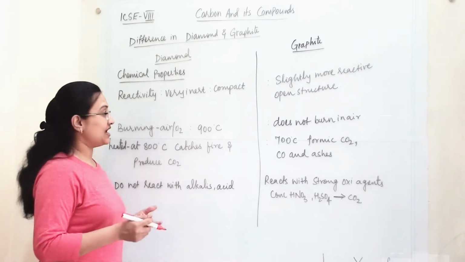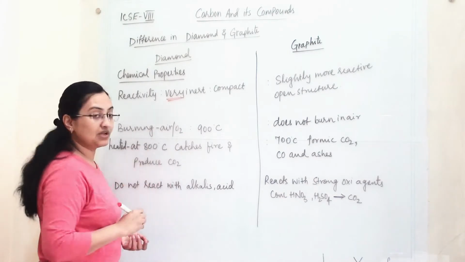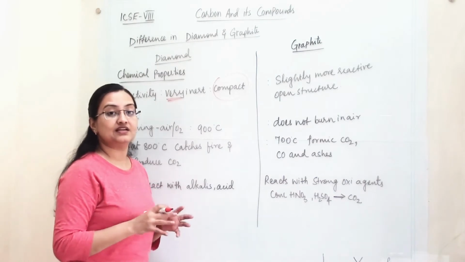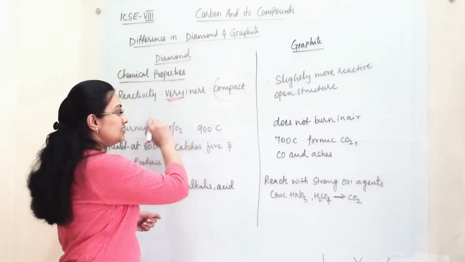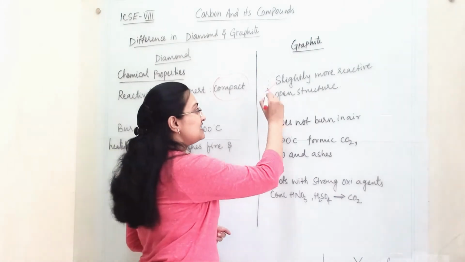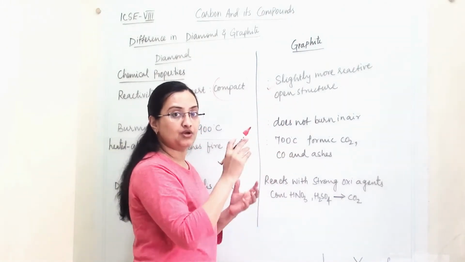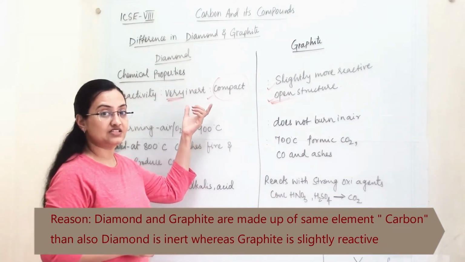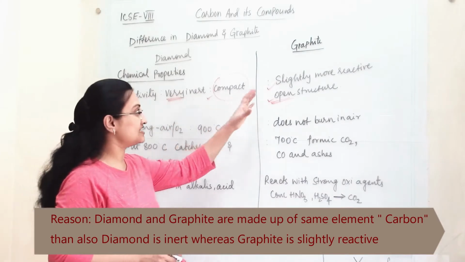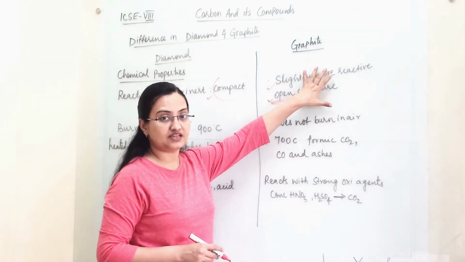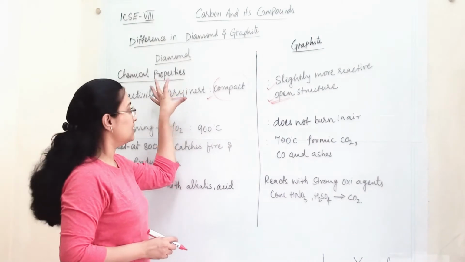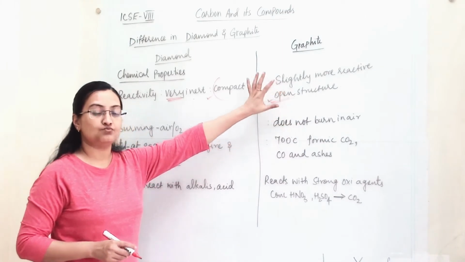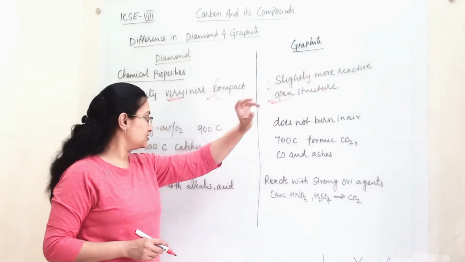So is diamond reactive? No, it is very inert. Why? Because it has a very compact structure and it will not allow any reactant to react on that. So it is very inert. Whereas graphite is slightly more reactive compared to diamond because of its open lattice structure. So this can be asked as a reason: why is diamond very inert whereas graphite is slightly reactive? The answer is that diamond has a very compact structure whereas graphite has an open structure, so it is more prone to any oxidizing agent.